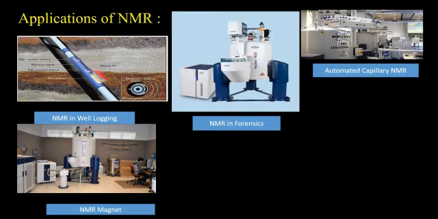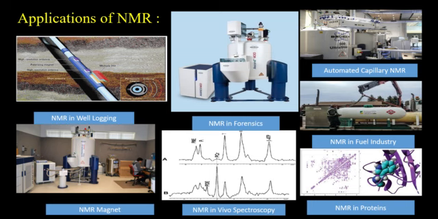These are the applications of NMR. We have discussed different applications of NMR earlier in our part 1 topic. However, theoretically we can explain that NMR is used in well logging, in forensic science, in automated capillary NMR magnets, in wine spectroscopy, and in protein folding and different types of folding structures.